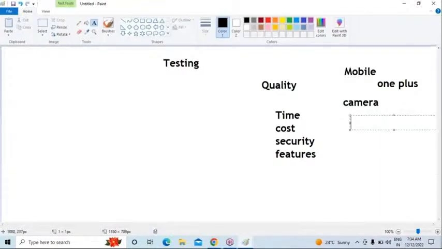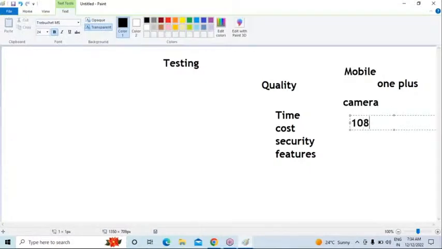Now, they purchase one mobile having a camera like 108 megapixel. Once they purchase the mobile, they just take a snap or a picture and check the quality, how much quality the picture has, and the details the camera is capturing. If it is meeting this 108 megapixel, then they will happily use it.